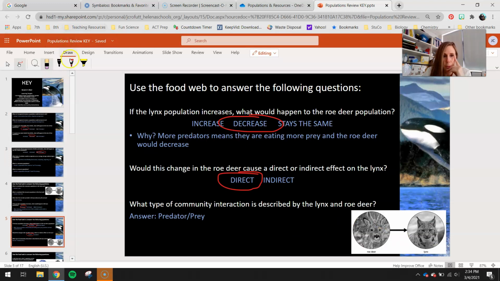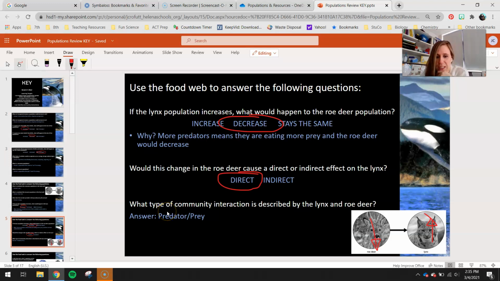Same little food web here. If the lynx population increases, so we have more lynx, what would happen to the roe deer population? Well, if we have more predators, we're going to have less prey because they're eating more. And the more they eat, the harder it's going to be for the roe deer to reproduce if they're always worried about being preyed upon. So more predators means less prey, so they decrease. Would this change be direct or indirect? This is going to be direct because there's only one arrow connecting them. They get their energy directly from each other.